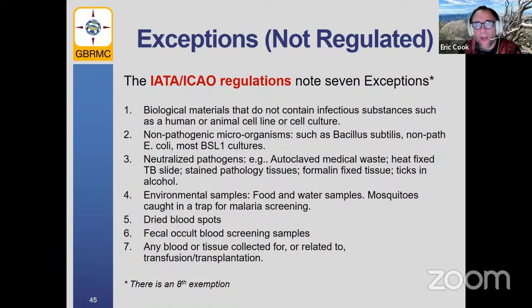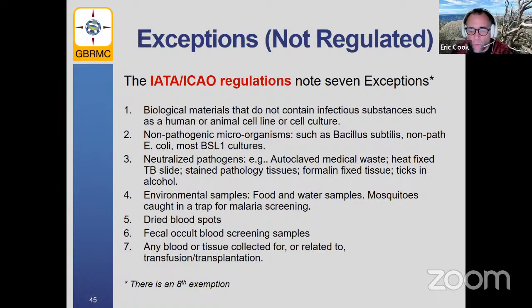And then pathogens that have been neutralized. So for example, if you've autoclaved it, or you've heat fixed TB slide, or you have stained pathology tissues, formalin fixed tissues, ticks collected in alcohol, those types of things. So if you've neutralized the pathogens, inactivated them in some way, they're not considered infectious substances, not regulated.